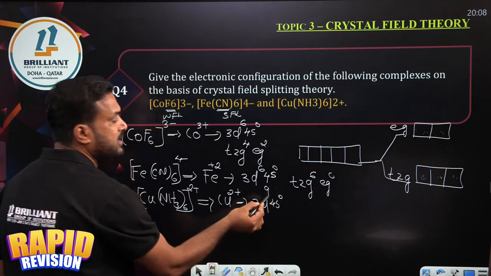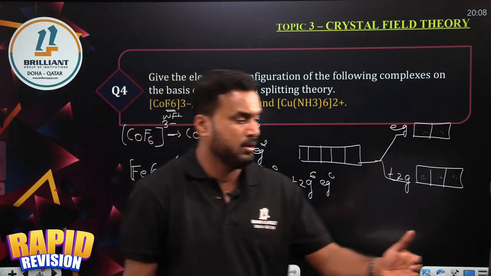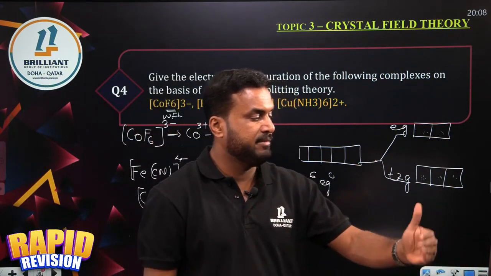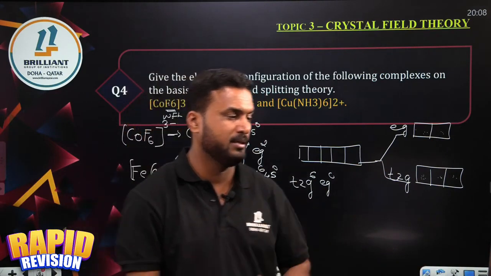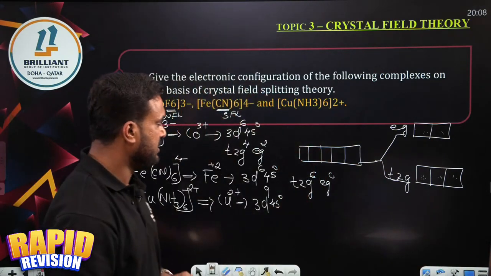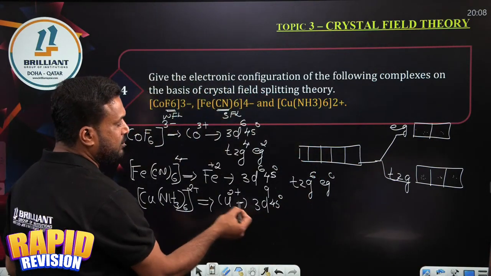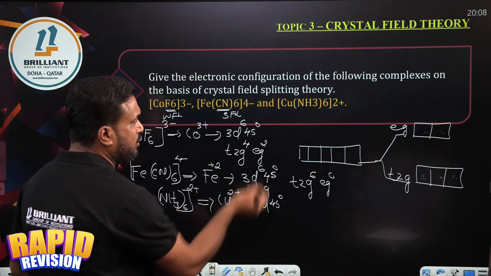3d9, keep in mind. Why 3d9? NH3 here will act as a weak field ligand. Yes, that's what I explained just before. Yes, good, well done. Here you should not make a mistake.